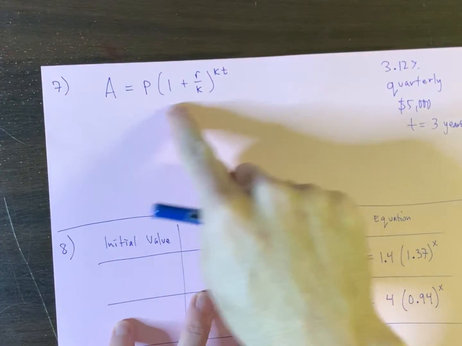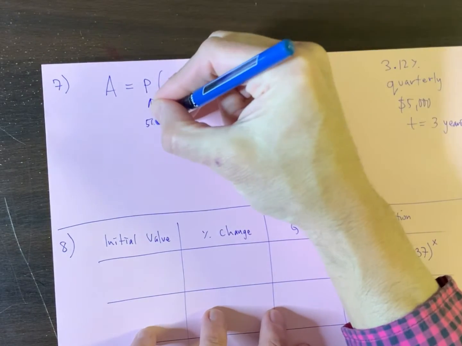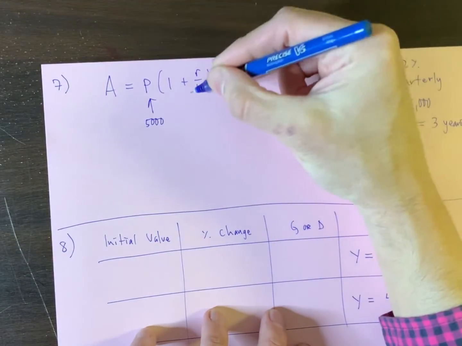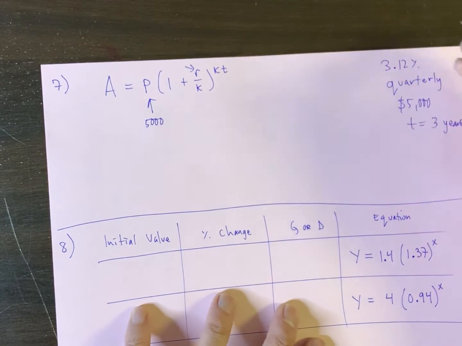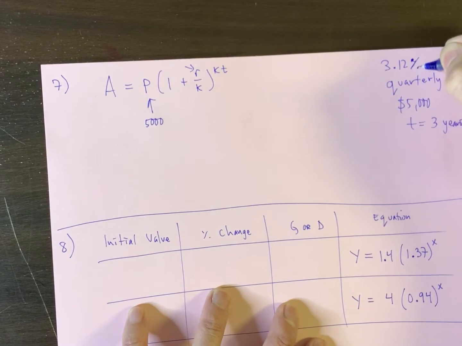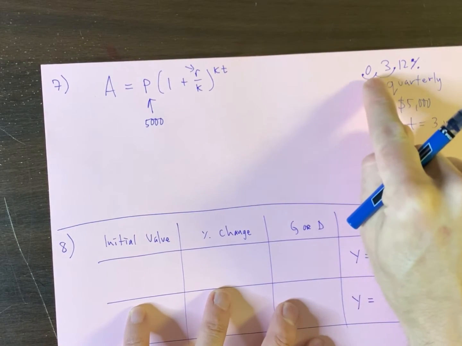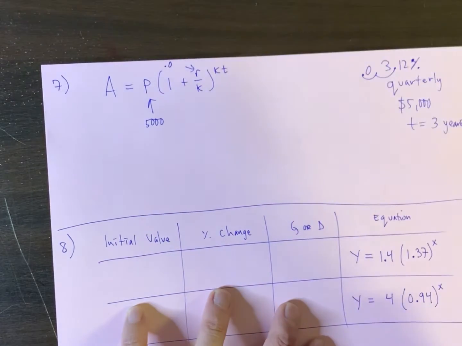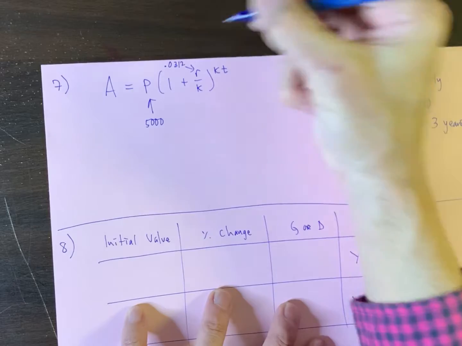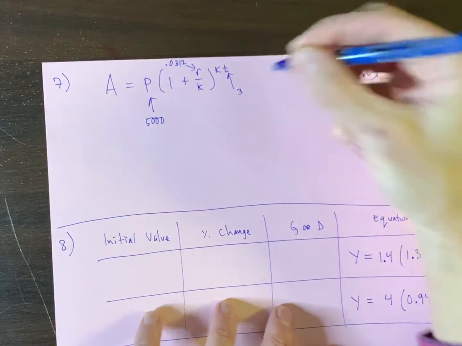Using this formula, P is the initial amount, which in this case is $5,000. R is the interest rate as a decimal. So you drop the percentage by moving the decimal 2 spaces to the left. So it'll be 0.0312. T is time, which is 3 years.